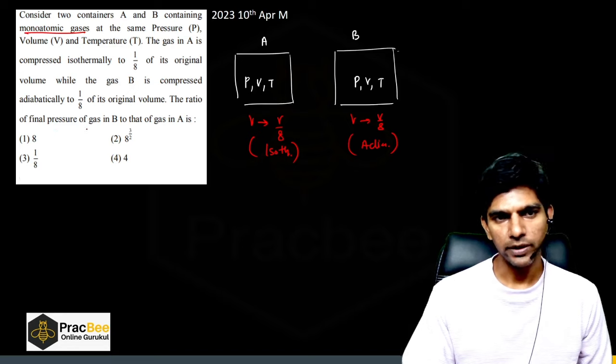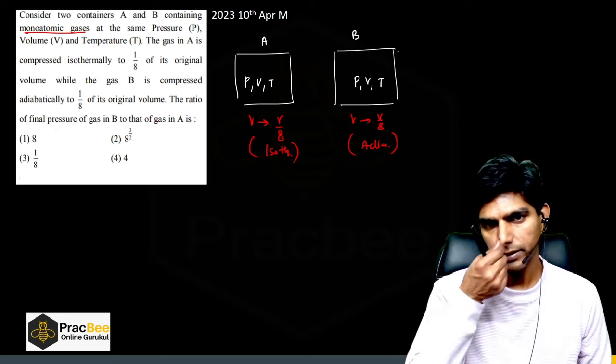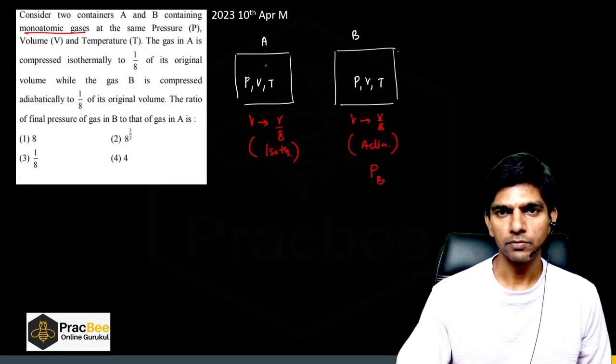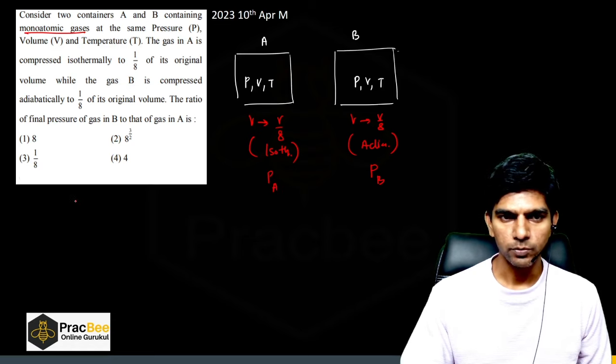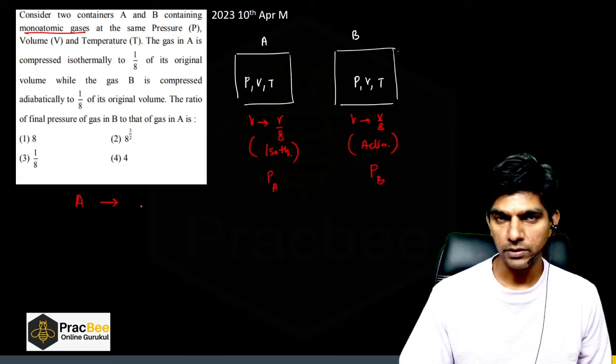Right? So the ratio of the final pressures of gas in B to that in gas A. Okay, right. So let us say the final pressure of gas in container B is PB and the final pressure of gas in container A is PA. So for the isothermal process for container A, we can apply P1 V1 equals P2 V2. So we can say PV equals PA times V by 8. So PA is nothing but 8 times P.